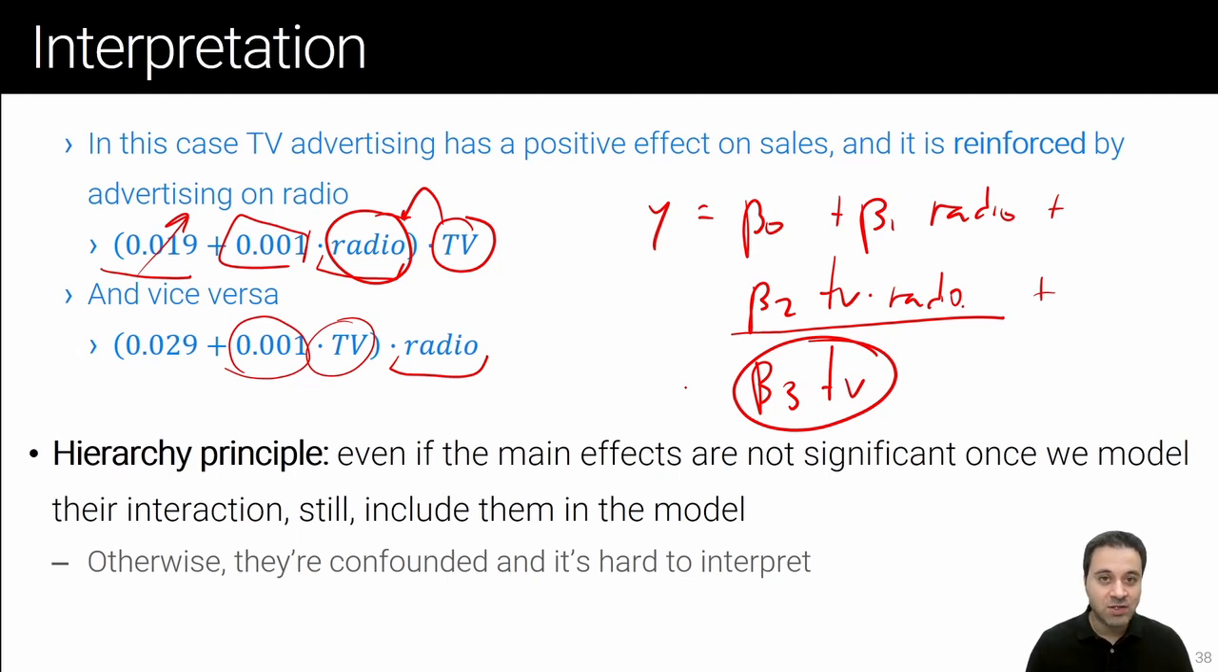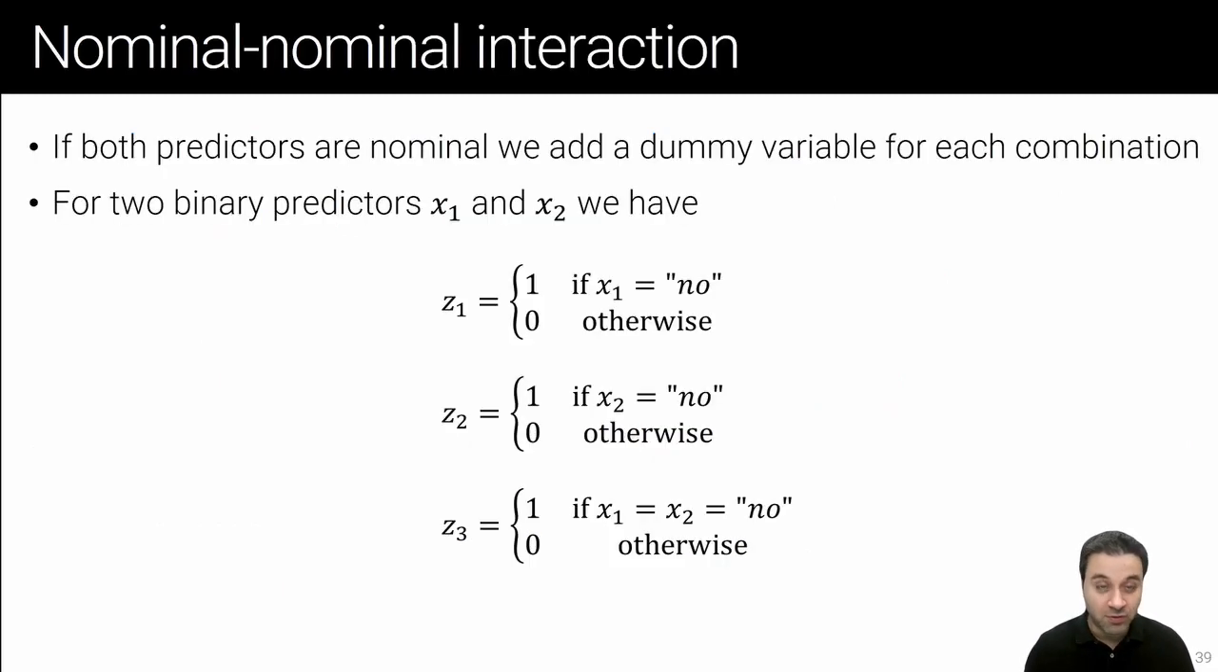What about an interaction between two categorical variables or two nominal variables? Okay, so what we can do is add one dummy variable for each combination of the two predictors. So let's say, again, for simplicity, we have two binary predictors, x1 and x2. They are equal to yes or no. Then it would be about adding three dummy variables. The first one, z1, would be 1 in the case in which x1 equals no, and 0 otherwise, or yes, right?